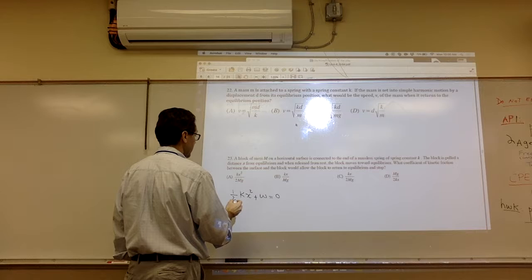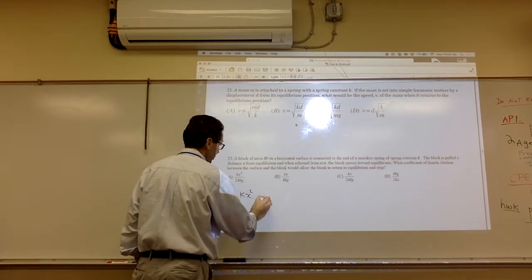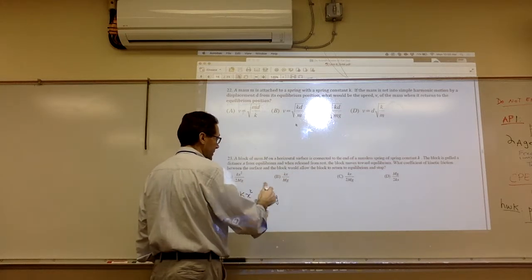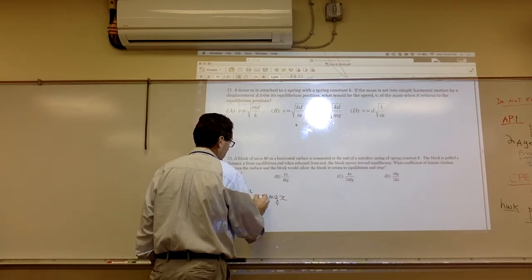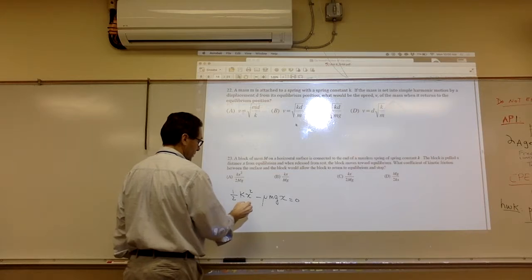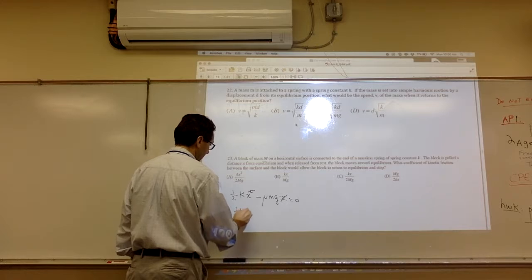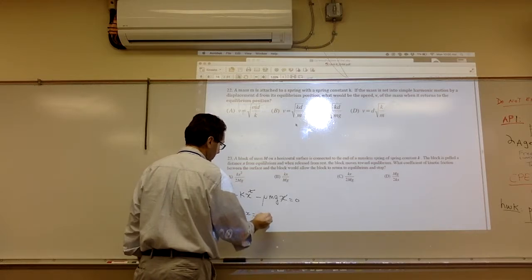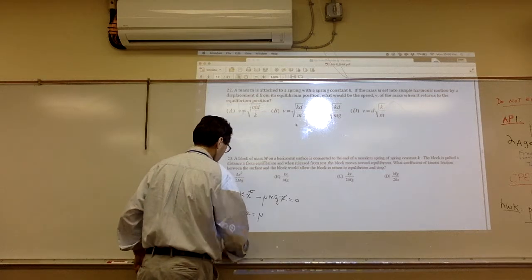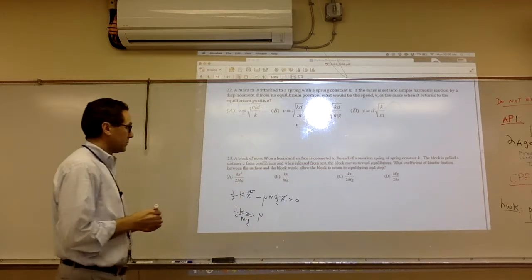So now the work done by friction, if you remember, is mu mg times the distance that it's going to travel. Well, it's going to travel a distance x, cosine of 180. Okay, so here I think we can just clean this up a little bit, get rid of one of the x's, and say 1/2 kx equals mu mg, and mu is equal to kx over 2 mg. So the answer is C.